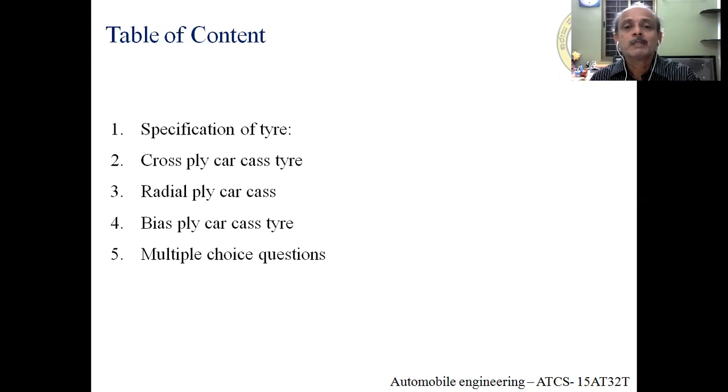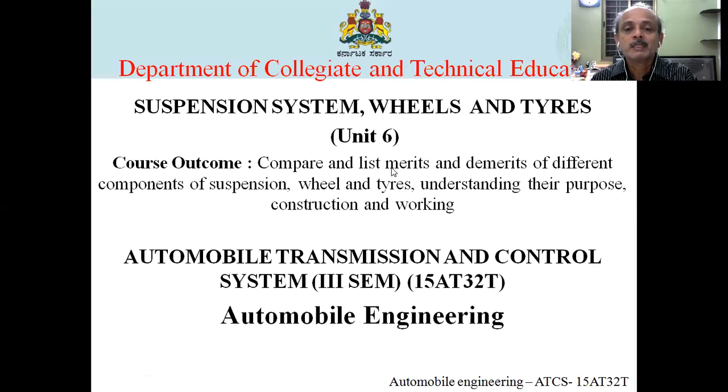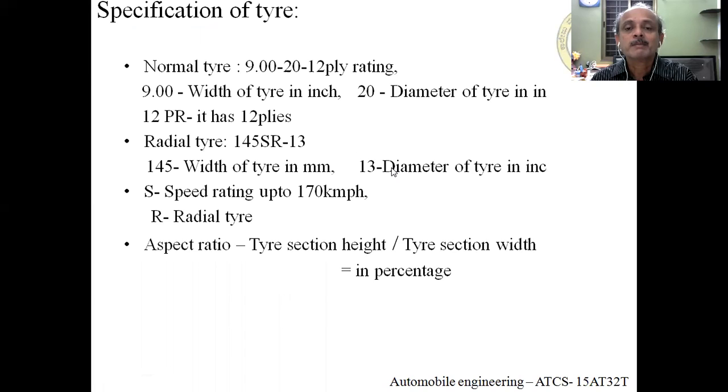In this session, we are studying the specification of tires, the cross-ply carcass tire, the radial ply carcass tire, and the bias ply carcass tire. These four we are studying, and then we are also studying multiple choice questions. Basically, first we'll see what is the specification of a tire. We can see here a simple specification of a tire. We are considering a normal tire first.